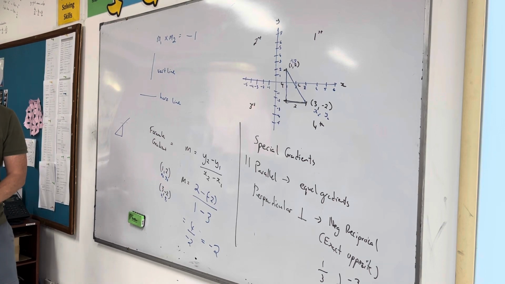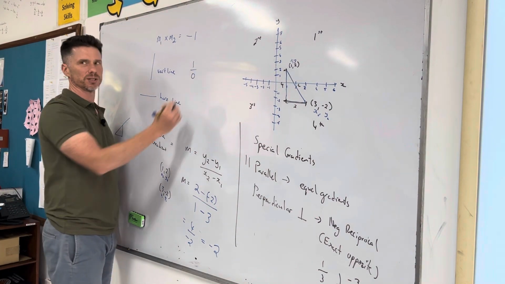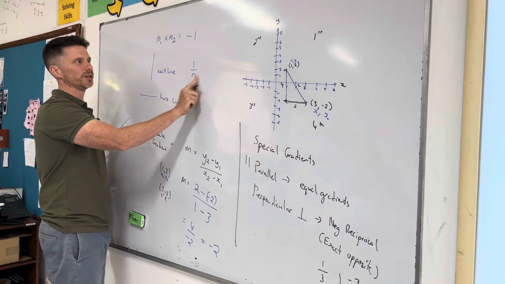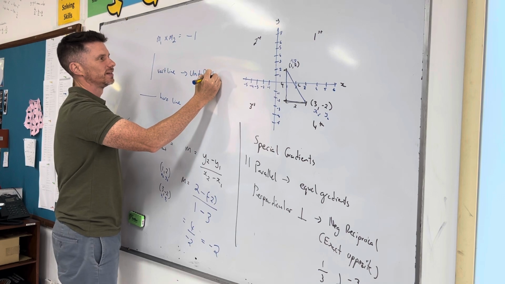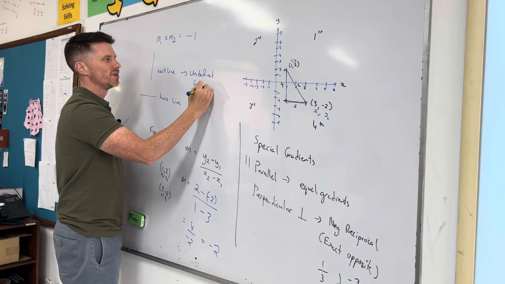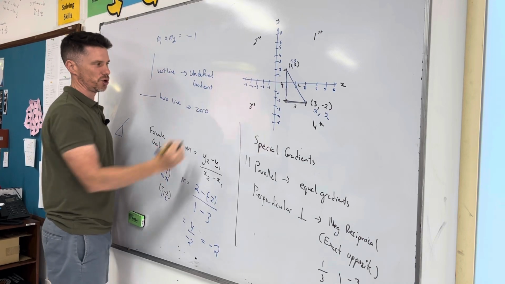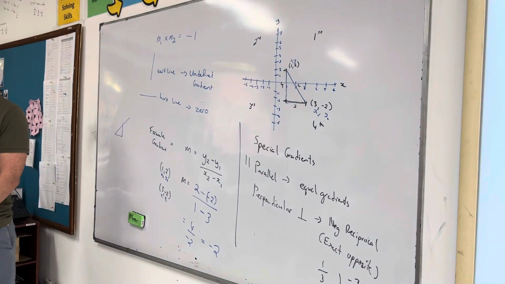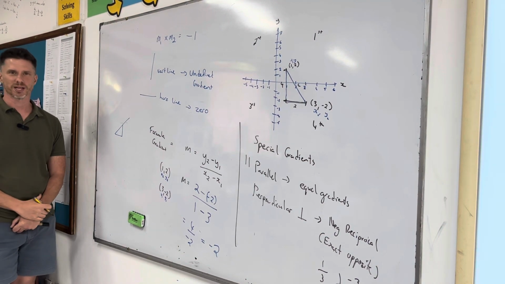So what is a vertical line? 90 degrees. So for every one box it goes up, it goes 0 over. So you're dividing by 0, so a vertical line has an undefined gradient. Whereas a horizontal line has gradient 0. It's just flat. You're not going uphill or downhill, you're just 0.